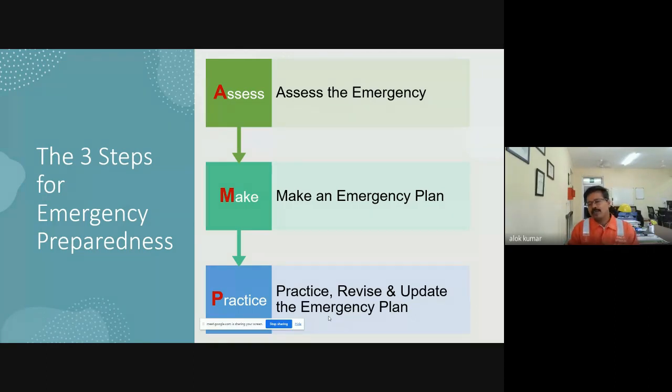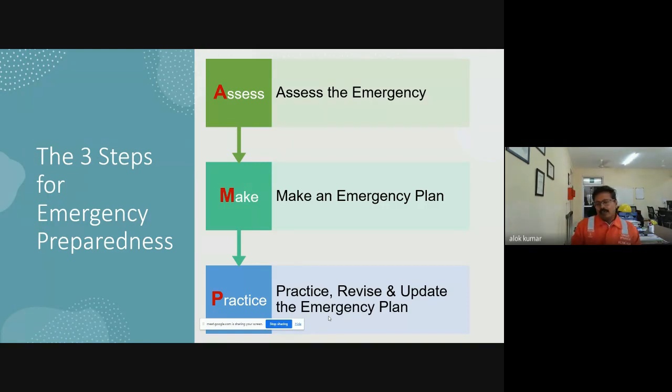Then according to that emergency, we have to make the emergency plan, because different emergencies will have different threats, different natures, or different mitigating measures. So we'll have a different emergency plan to handle each. Then we have to practice, revise, and update our emergency plan.